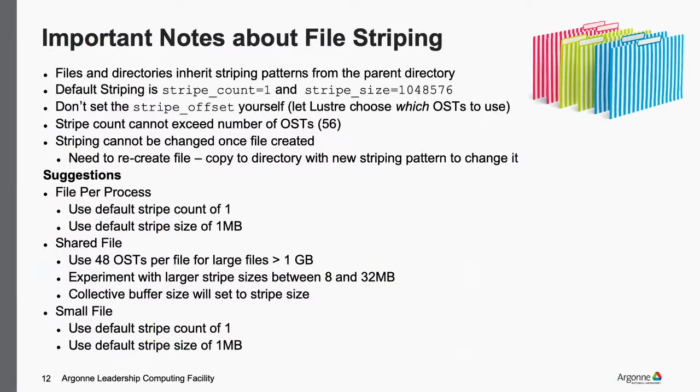So you're going to be using all 56 OSTs because every file is going to be assigned to a different OST. So that's going to maximize your parallelism, and a default stripe of 1 is good.